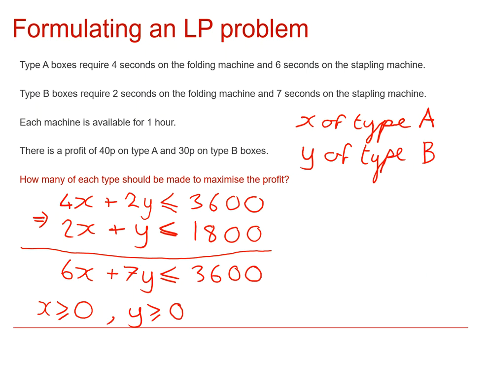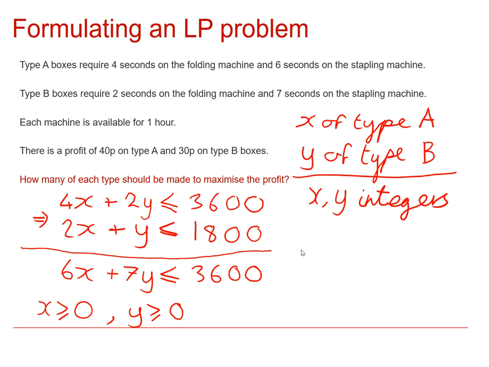And a similar thing to say as well, because these are countable numbers of objects, we're not going to be making half a box ever. We should also say that x and y have to be integers. And when we come to look at solving linear programming problems, we'll see what difference that makes.